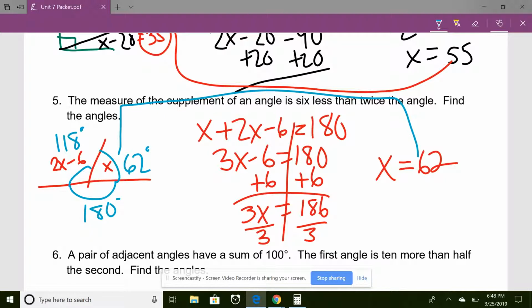So, like I said before, when making your equation, define the relationship. Is it supplementary? Do they add up to 180? Is it complementary? Do they add up to 90? Are they vertical? Or do they have a certain angle sum? That's what's going to help you create your equation.